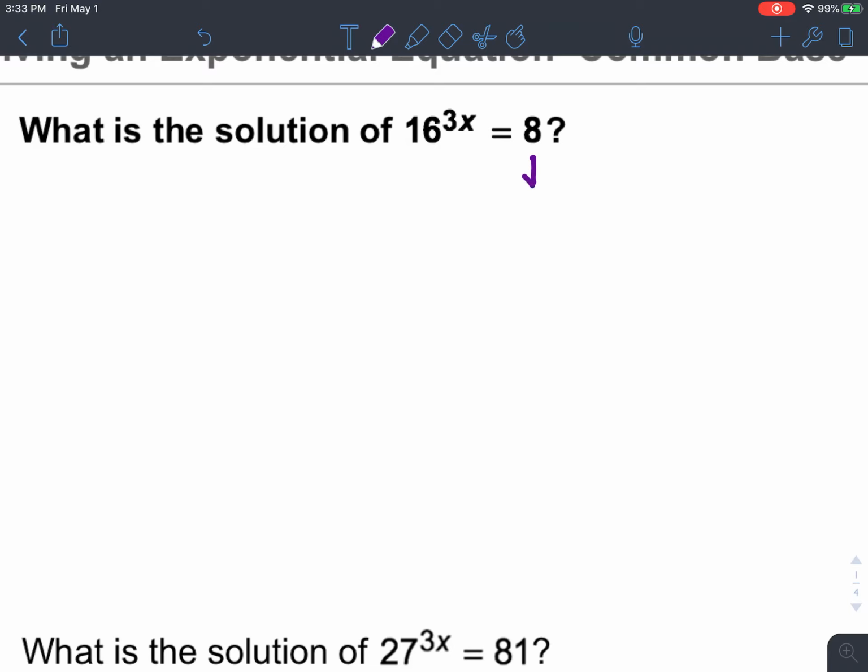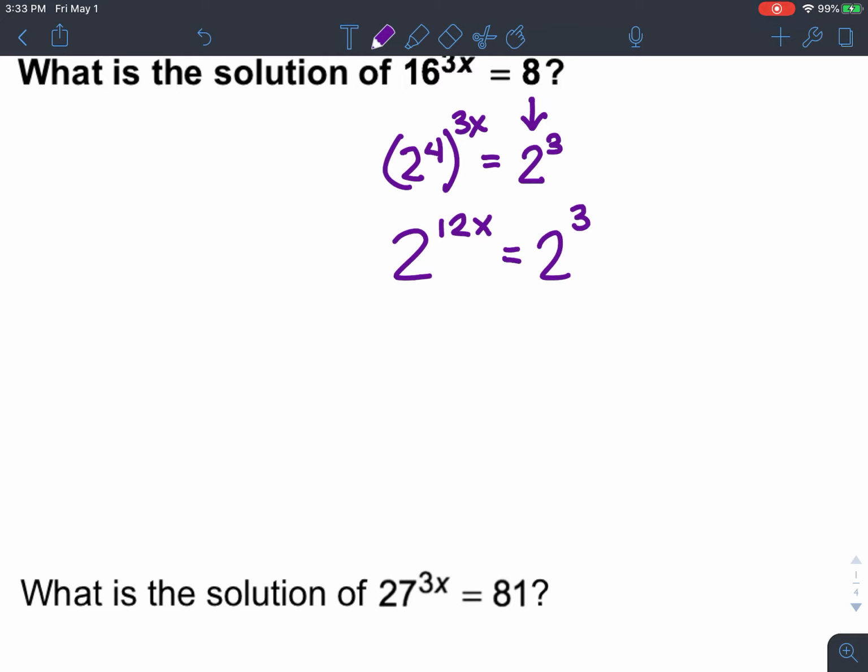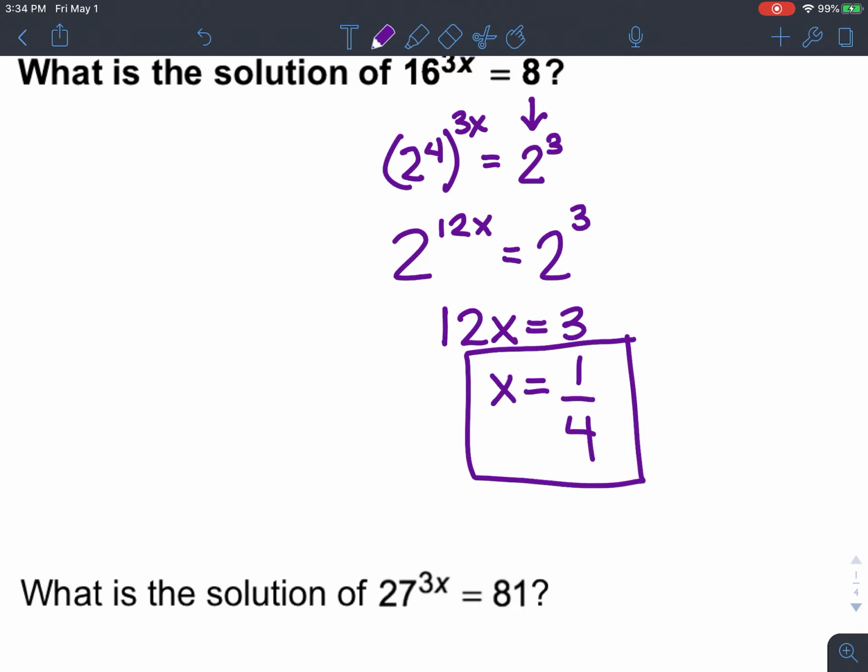So 8 is 2 to the third. And 16 is 2 to the fourth. But that's still to the 3x. And you can multiply the powers, because that's a power rule. And we get 2 to the 12x equals 2 to the third. And if you have the same base with different exponents, you could just set the exponents equal to each other. We get x is 1/4.